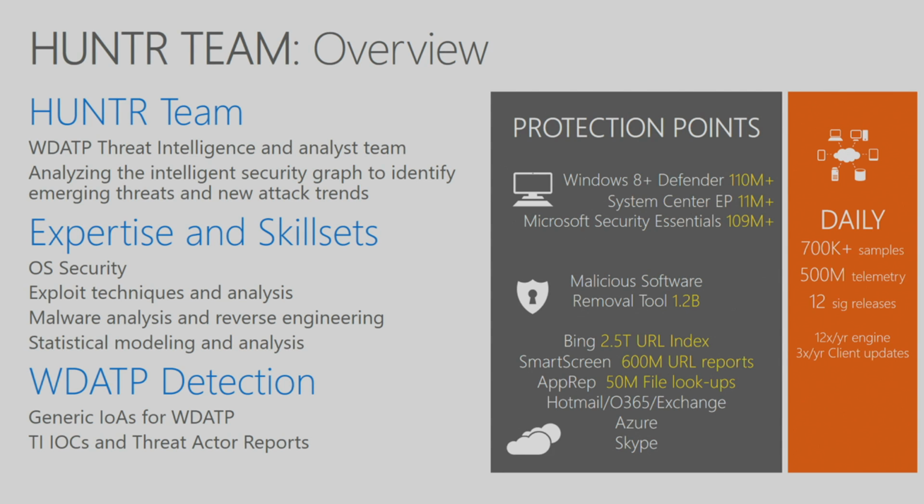So that can manifest as what we call IOAs, or indicators of attack. So I'll give you a very clear example. For example, WD-ATP is able to detect credential dumping for binaries that, say, modify the LSASS process, the process that holds your credentials. And so we have a very generic set of capabilities for monitoring tampering against the LSASS process, and we will track that back.